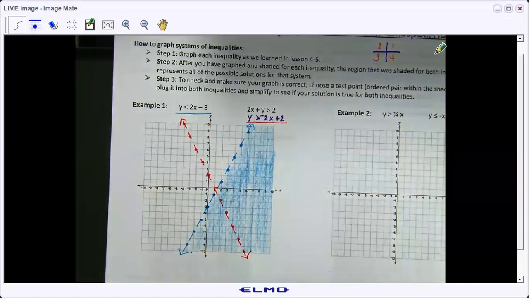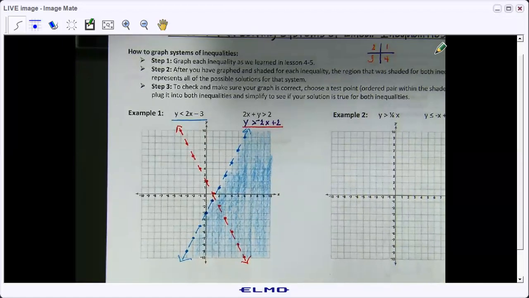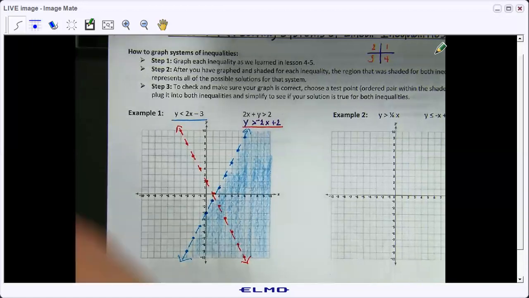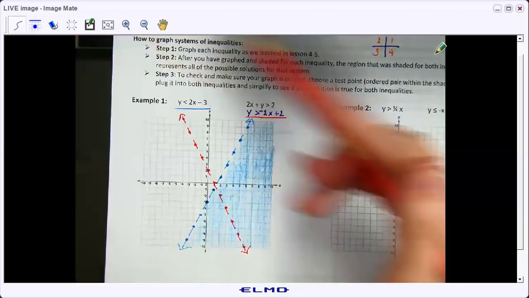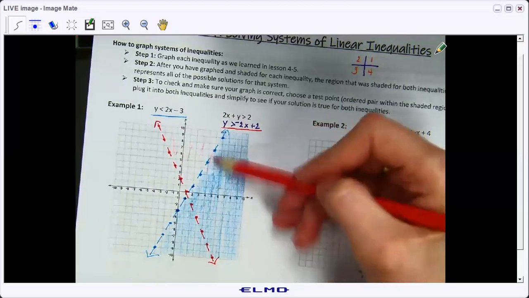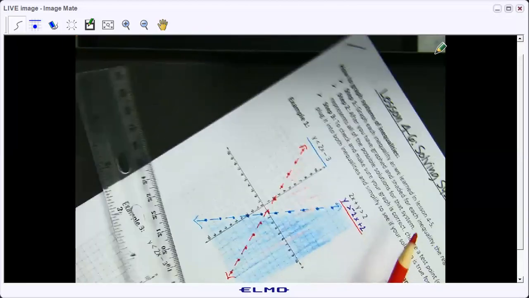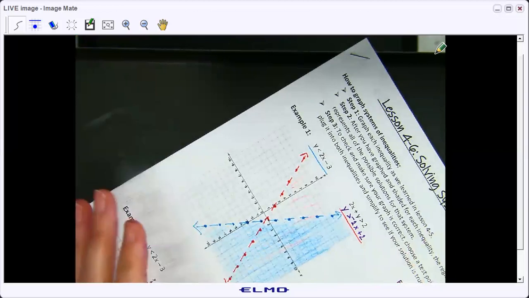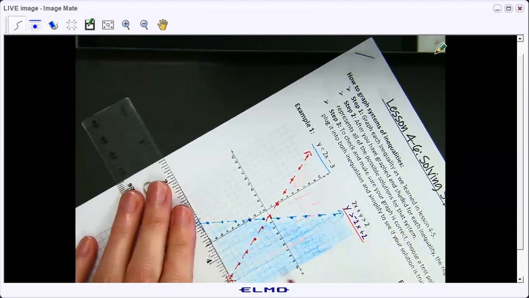Now, if I put my arm at the same angle as my line, and I figure out where is above my arm and below my arm, above my arm's this way. So I lay it down and I'm going to shade above. So I'm going to go in that direction. So that's how I'm going to shade that one. Oh, that's smart. You don't get them all over your page.